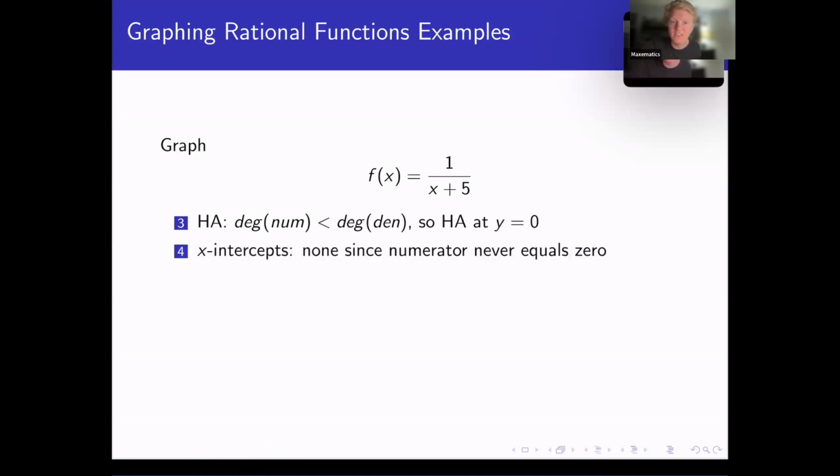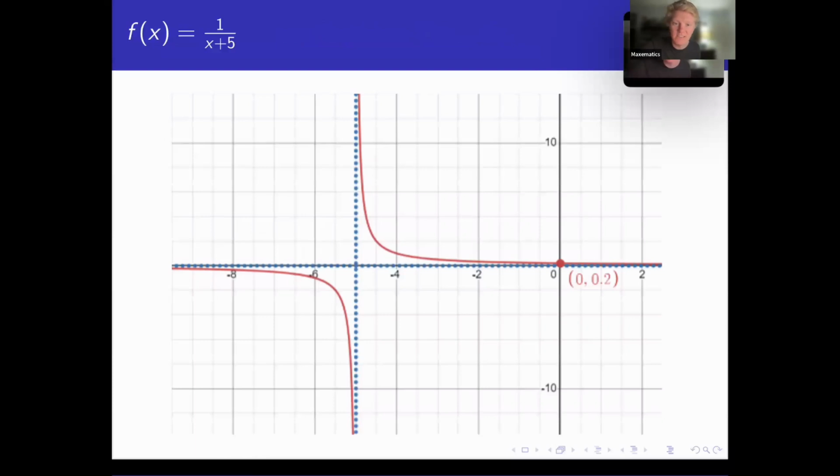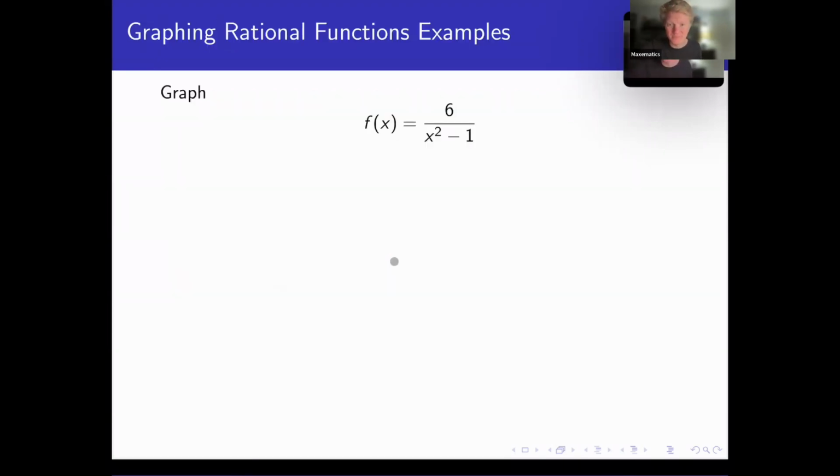X-intercepts: we set the numerator equal to 0. However, obviously 1 is never going to equal 0, so there are no x-intercepts. That's totally fine. Y-intercept: we're going to set x equal to 0. So 1 over 0 plus 5, 1/5. Okay, all that put together, we've come a long way. There we go. All righty.